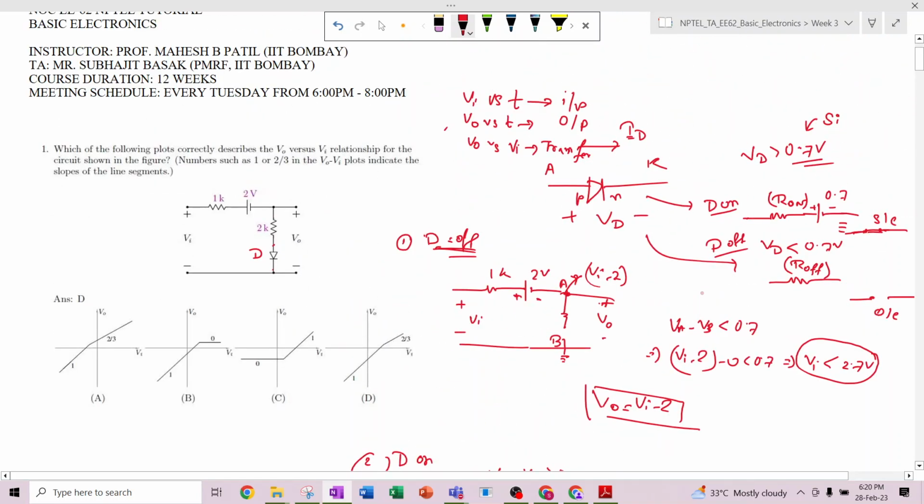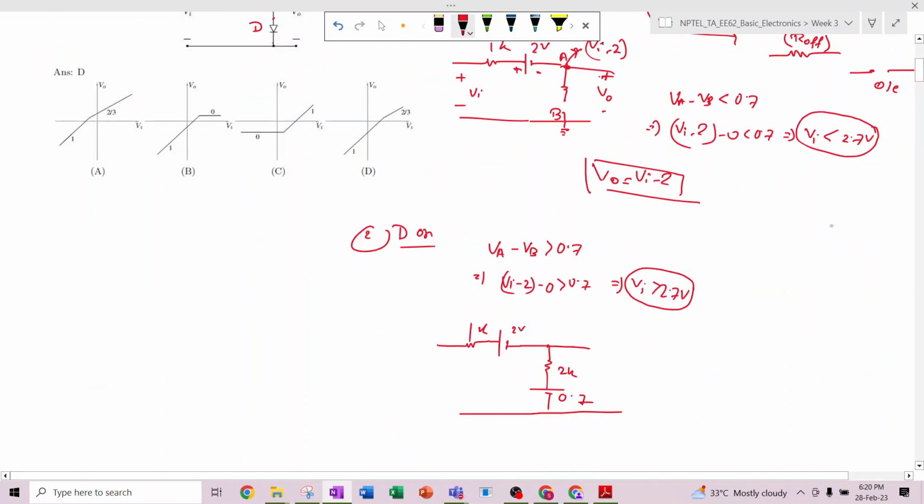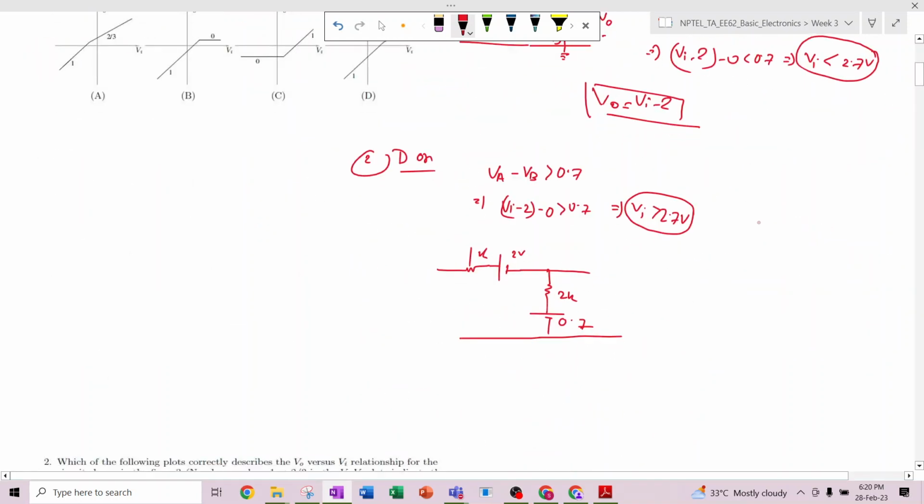So here we are considering the model where the Ron, that is the on resistance of the diode, is very small. So we represent the diode with this symbol, where 0.7 is the cut-in voltage of the diode. Okay, so here it is Vi, and this is VO. Now we have to find out the value of VO.